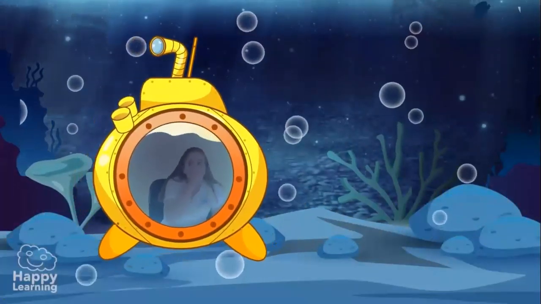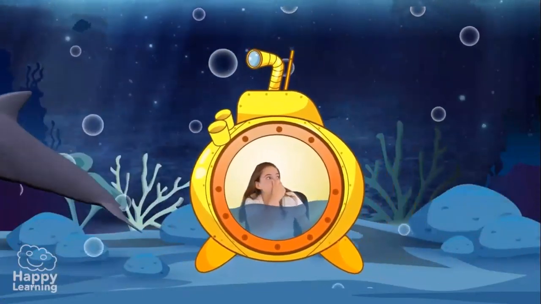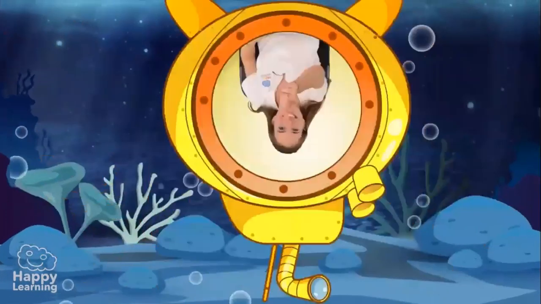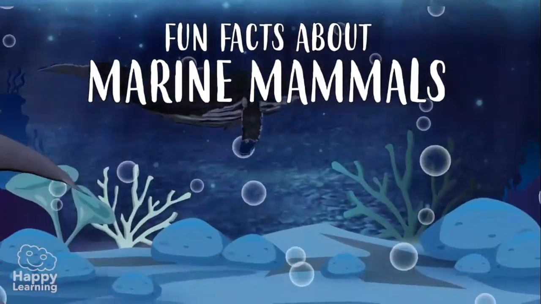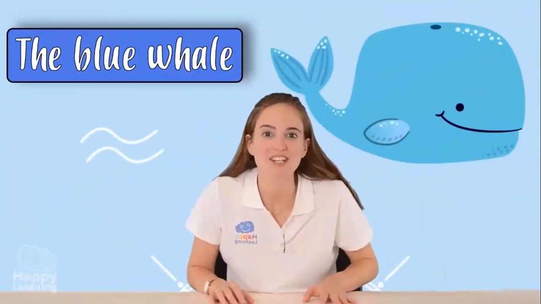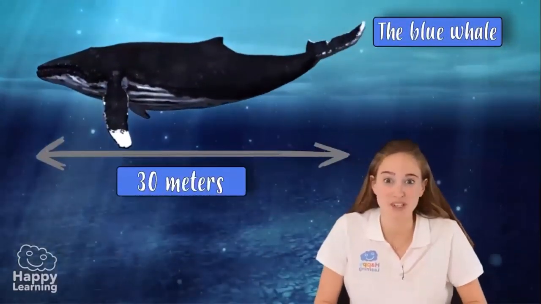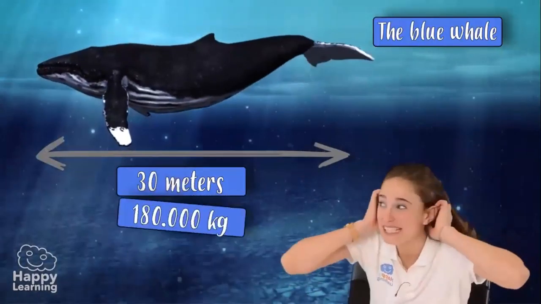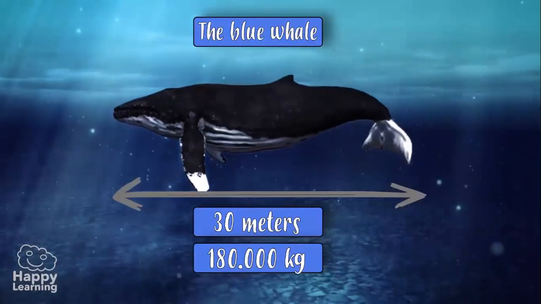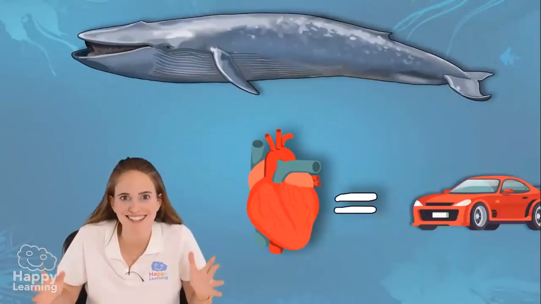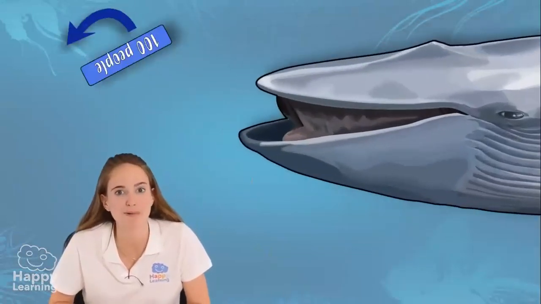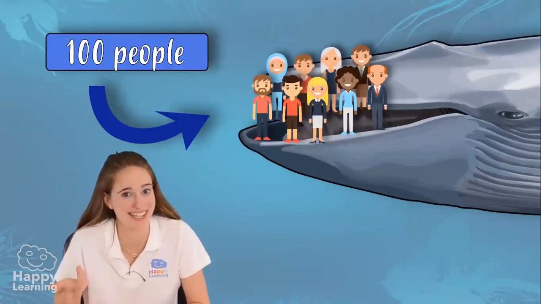Friends, are you ready to learn? I'm Sarah, and today we're going to sink deep into the ocean, so we can learn fun facts about marine mammals. The blue whale is the largest animal on Earth. It can reach up to 30 meters long, and it can weigh up to 180,000 kilograms. Their heart is as big as a car, and in their mouth we can fit up to 100 people. It's a good thing they aren't carnivores, don't you think?